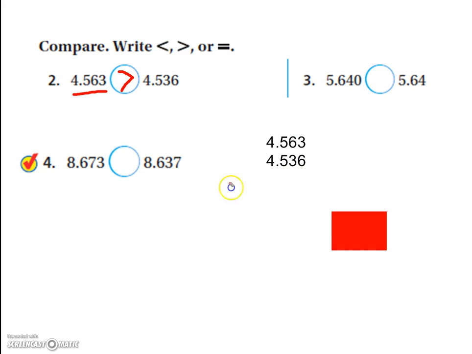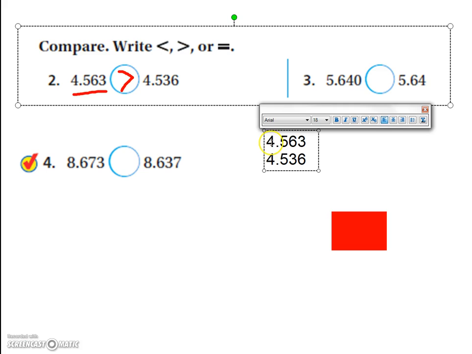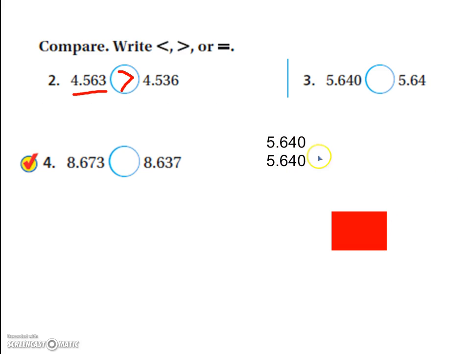We have 5 and 640 thousandths and 5 and 64 hundredths. So let's check that out. I'm going to type that out. One thing I would suggest is that because there's a space here, I put a 0 in that space. And after I do that, I can see that these two numbers are equal. They are equal. So I'm done with that one.